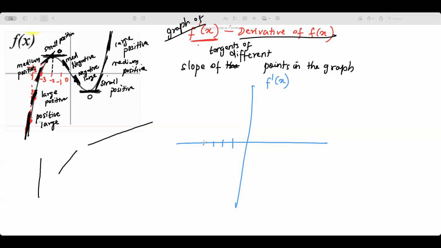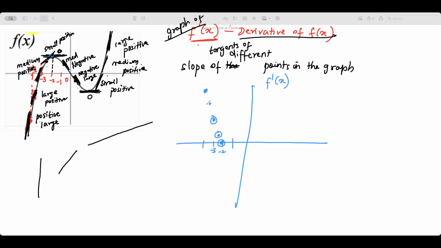So let's say -4 was positive large. Then what happened? -3.5 was little large. -3, what happened to -3? What did we say? Medium positive, right? I made a mess here. -3 was still big. Then we went to this point, small. We again had another point, -2.5, where it was small positive. And then at some point, -2, it was a 0.